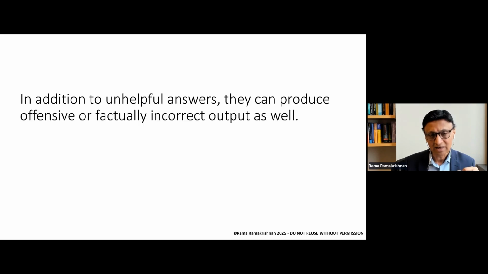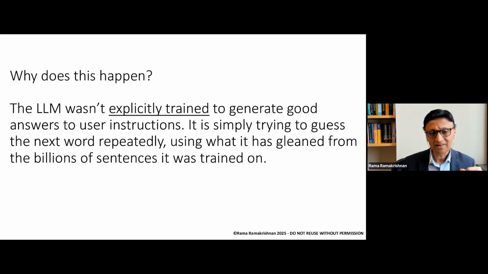Now, apart from unhelpful answers like the one we just saw, it can also produce offensive or factually incorrect output as well. The reason this happens is because, fundamentally, as we saw, the LLM was not explicitly trained to generate good answers to user instructions. It doesn't actually realize you're asking a question. It's simply trying to guess the next word repeatedly using what it has gleaned from all those billions of sentences.